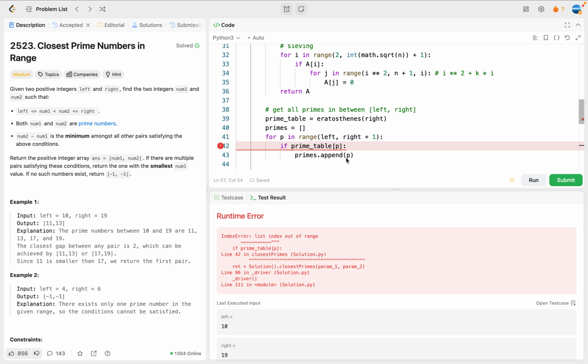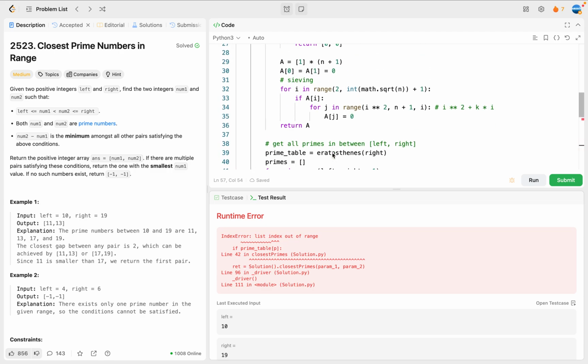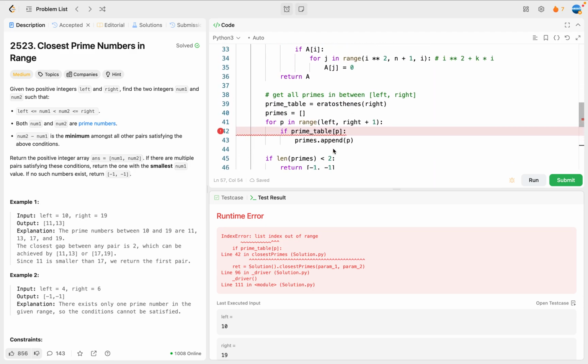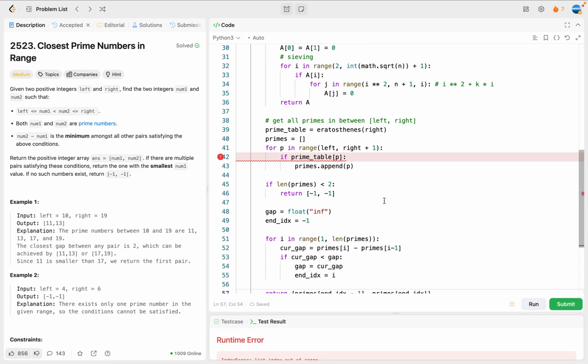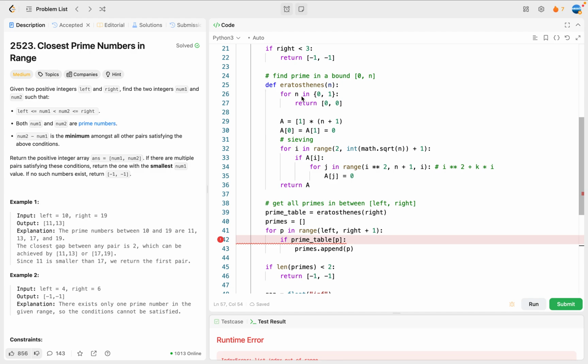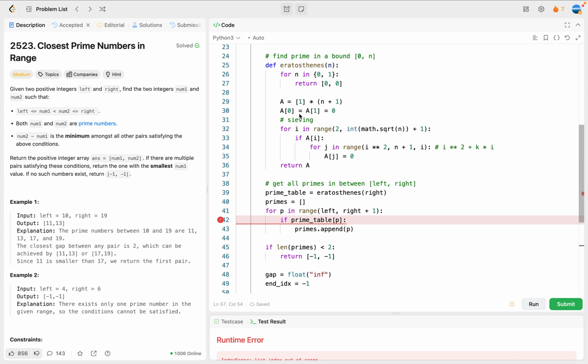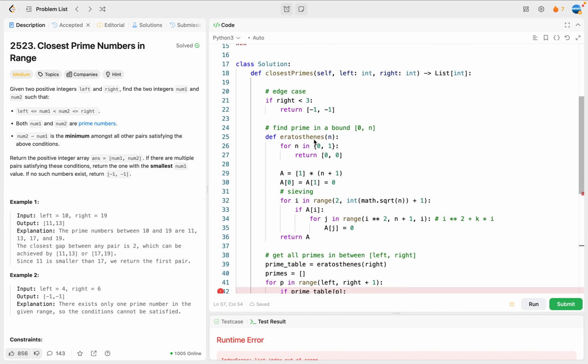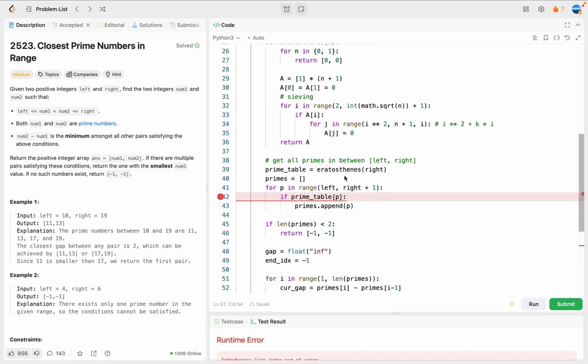So list out of bound. Let me see here, prime table, if prime table, let's see, if right for p in range. Let me look at this function. So we get for 0, 1, so what we wrote is 0, 0, 1. Yes, so this is right. And then here we have 1 times, this is also right. So now prime table we have right.